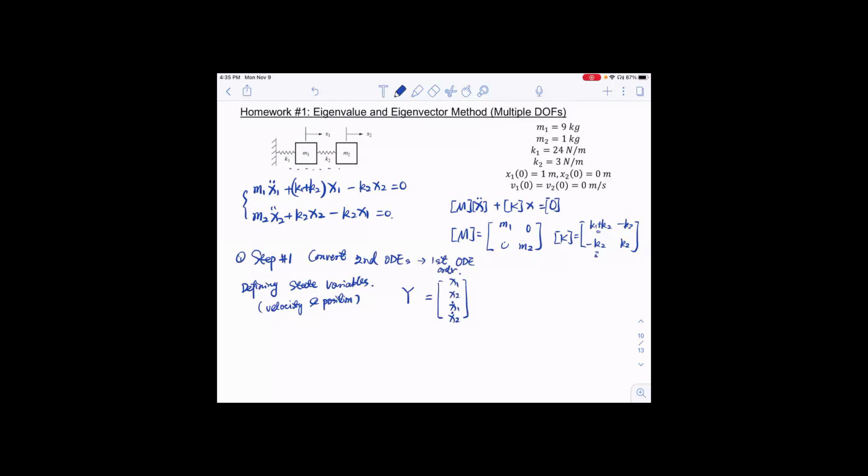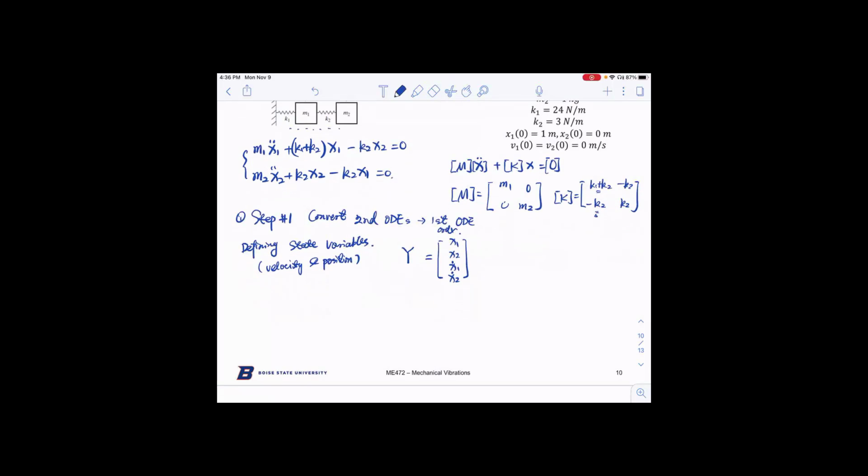Again, there's no unique way to define these state variables. You can change the order of x1, x2. But personally, I recommend you collect displacement first and then collect your velocity. This is extremely helpful, especially if you want to work with a matrix.